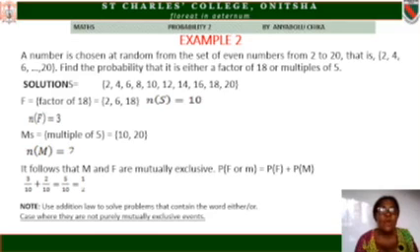Then F equals factors of 18. The factors of 18 from the sample space are 2, 6, 18. The number of elements in the sample space is 10, and the number in F equals 3. Then for multiples of 5, M equals 10, 20, the number of elements in M equals 2. It follows that M and F are mutually exclusive. That is, they have nothing in common. Therefore, P of F or M equals P of F plus P of M. P of F is 3 over 10 plus P of M, 2 over 10, equals 5 over 10. You simplify to 1 over 2.